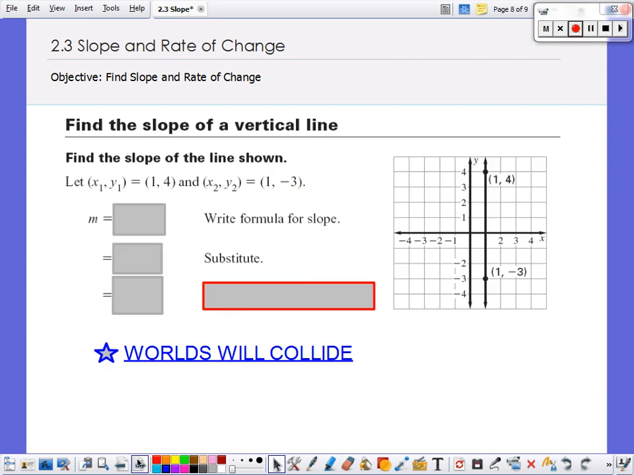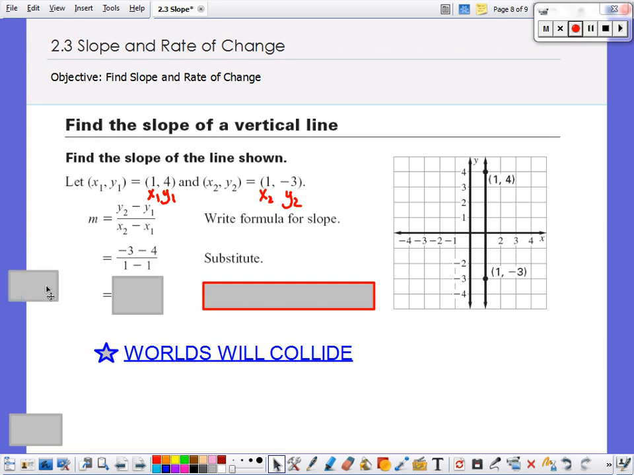Okay? Now, if we take a look at the next example, however, we want to be very careful, because notice what doesn't change are my x values. There's no change in my x's. So there is no run. Now let's verify that, because remember, the slope of a vertical line is undefined or no slope. Let's see if we get that using our formula. So the formula is y sub 2 minus y sub 1 over x sub 2 minus x sub 1. You label x sub 1, y sub 1, x sub 2, y sub 2. And now we can go ahead and start plugging in. And so y sub 2 is negative 3, y sub 1 is 4, negative 3 minus 4, and then 1 minus 1 on the bottom.